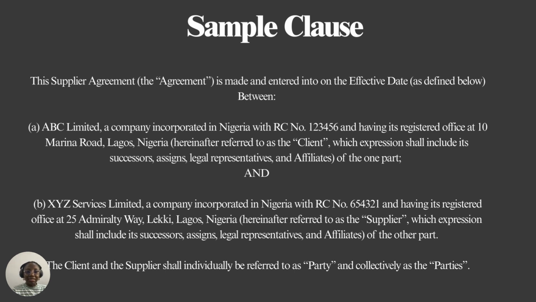Then after that, you see this next clause that says the clients and the supplier shall individually be referred to as party and collectively as the parties. So throughout the agreement, you refer to them as party or parties, so you don't have a clumsy agreement where you're saying ABC Limited, XYZ Limited, you get. That is it for the parties clause.